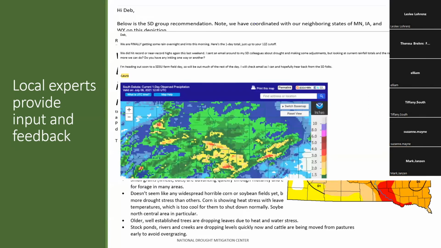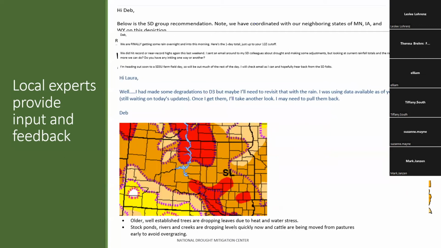It really is a back and forth, sometimes over the phone or a webinar conversation. This was their recommendation, and I said, well, I had done this, but I think I'll need to revisit that after the rain. I was using data as of yesterday. I'll take another look. So it's this back and forth, and we try to come to an agreement on what the depiction will look like for that area.